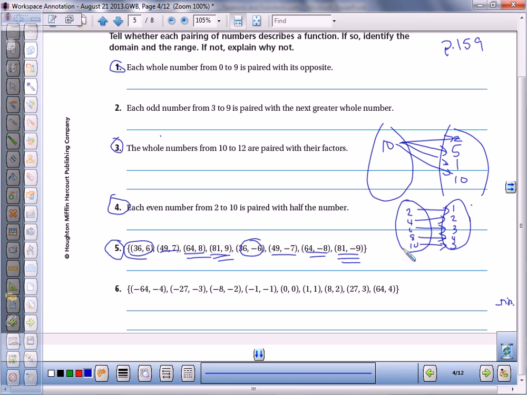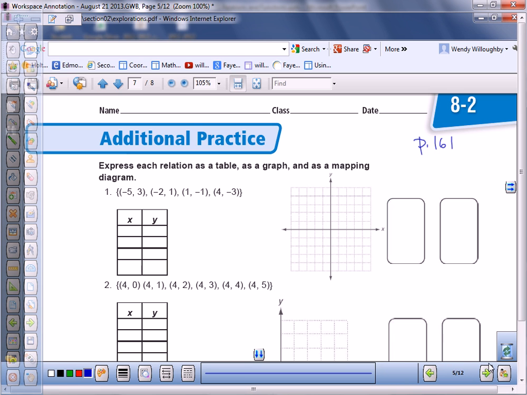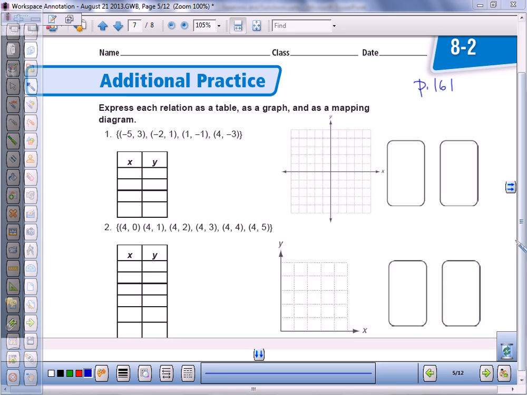Flip over to page 161 now. And we're going to look at the different ways we could write this. So here we're given a relation. Is this relation a function? They didn't ask us that, but I'm asking you. Is it? Yes, it is. Okay, we're going to take this set of ordered pairs, write it as a table. So here we go. -5 is paired with 3. -2 is paired with 1. 1 is paired with -1, and 4 is paired with -3.